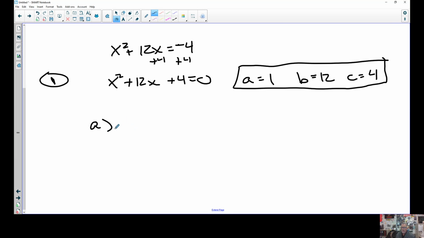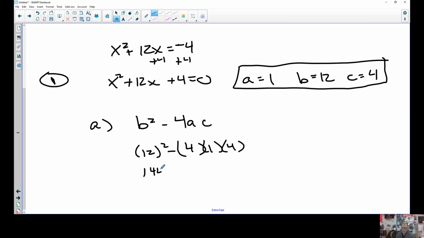So now part A, find the discriminant, b squared minus 4ac. B squared is 12 squared minus 4 times A times C. And again, I like to write this down so that you can actually see it. Minus, that's 16. So 144 minus 16 is what, 128?